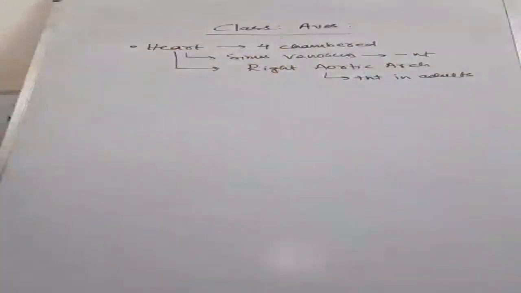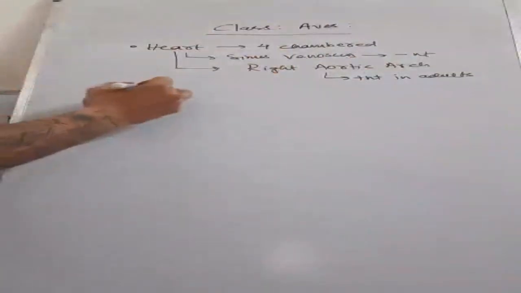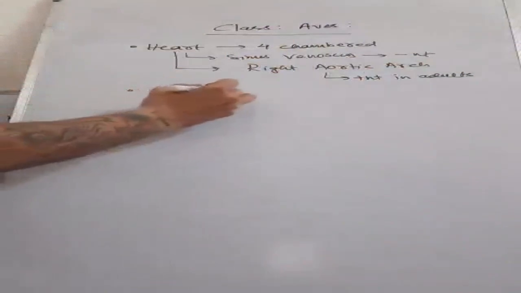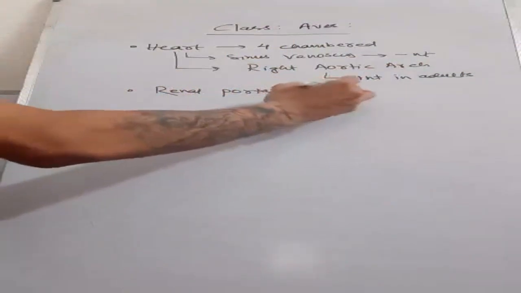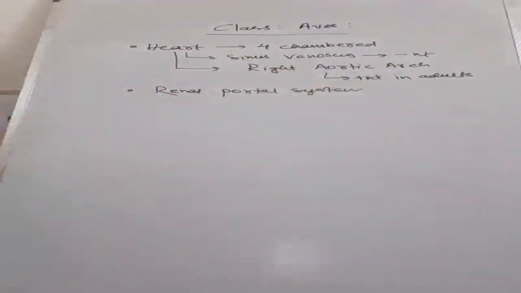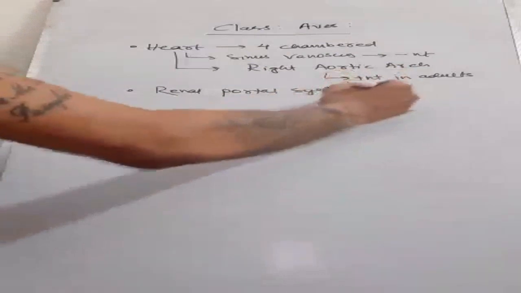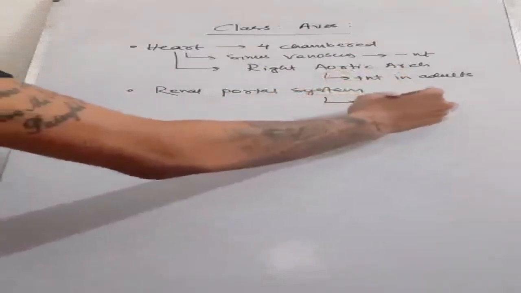It is present in the adults. The renal portal system. Yesterday also I told about this portal system, what is meant by portal system. The renal portal system in aves is vestigial. It is present, but it is not working.